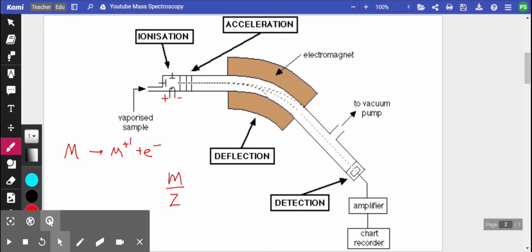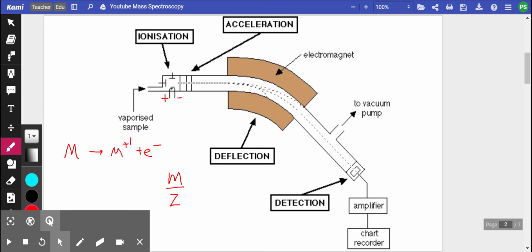Now, we can see this green path in the middle. These ions are deflected just the right amount that they can pass through and hit our detector. That is the last stage, detection. Because your sample is charged, it will create a current when it hits the detector. More details on that you can search online.